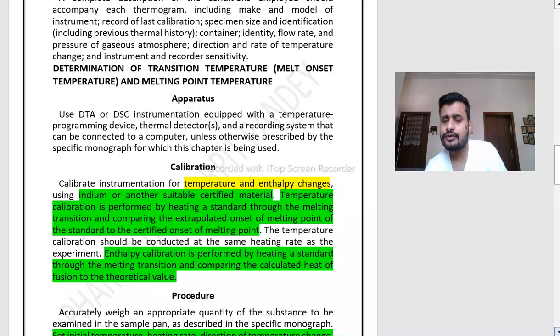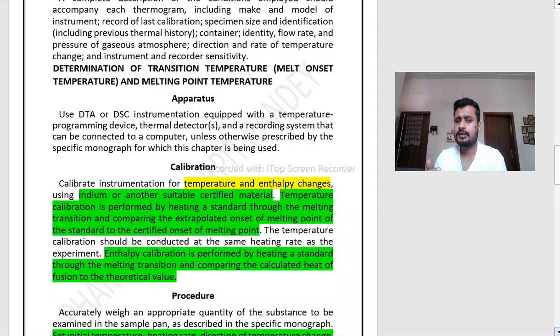Calibration of the instrument. If we are using DSC, it is often that we calibrate our instrument. If we have to calibrate the DSC, two types of calibration we have to perform. First is the temperature and the second is the enthalpy change calibration. Our USP General Chapter indicates the first substance we use for the calibration, which is indium, and according to me I recommend indium, used at around 150 degrees temperature.